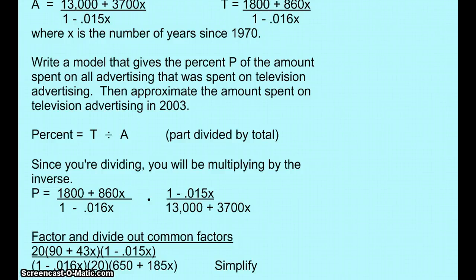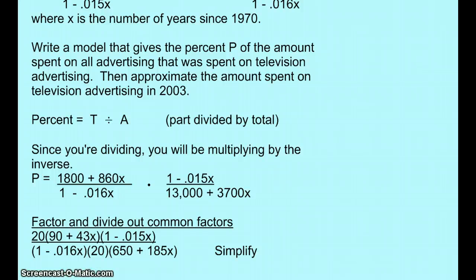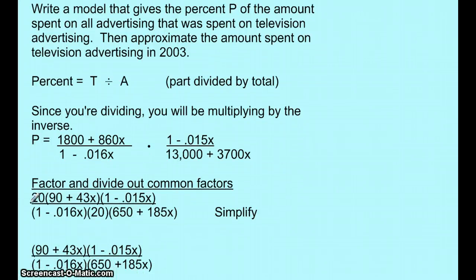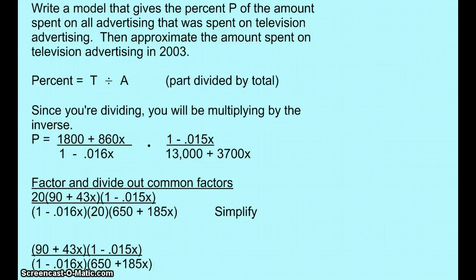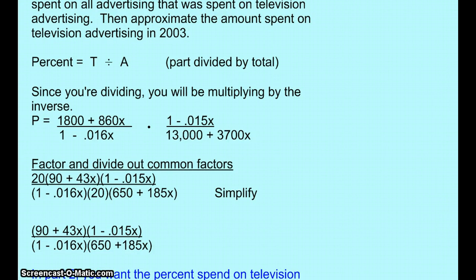So down here you can see, since you're dividing, you're going to multiply by the inverse. So I just took the two equations that were given earlier in the problem and found that the percent is (1800 plus 860x) all over (1 minus 0.016x), and I want to multiply by (1 minus 0.015x) all over (13,000 plus 3700x). To solve this, you have to factor and divide out all the common factors. So I multiplied straight across, and then I'm taking out the 20. In the top term and the bottom term, both the numerator and denominator have a 20 in them, so you can remove the 20 from both. So even though the formula is still really complicated, it's not as complicated as it was, so it's going to be easier to solve.